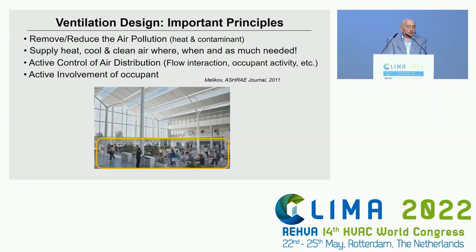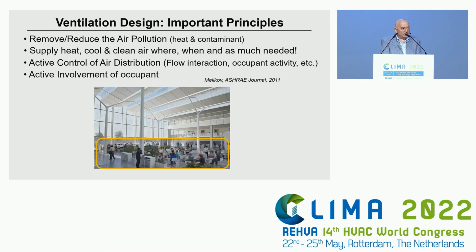In order to do proper ventilation design, I think that we should follow principles which are, in fact, quite well known. And the first one is source control. We have to reduce the pollution. By pollution, I think it is heat and contaminants. And then we have to supply heat or cool and clean air where it is needed, as much as it is needed, and only when it is needed.